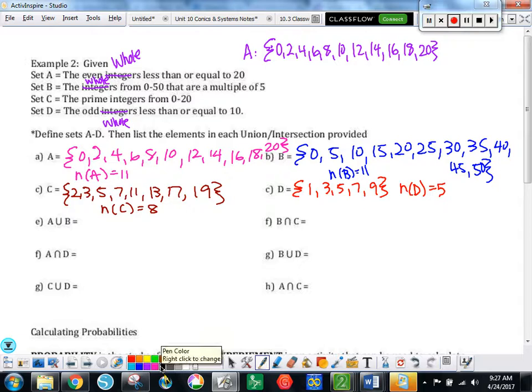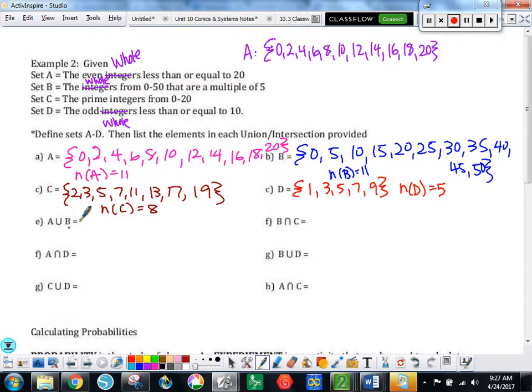I want to know what this means. Union, right? I remember that because it's a U. I want to know what the union is between A and B. Union means what? Both. I want to know it's in both. So what I do here, and write small because these are kind of big.